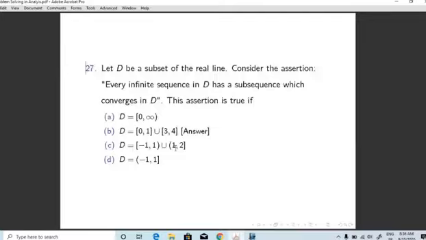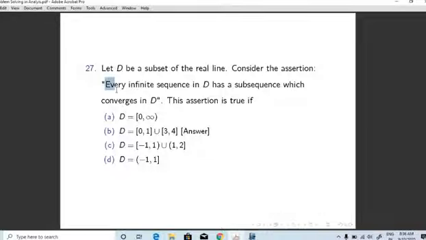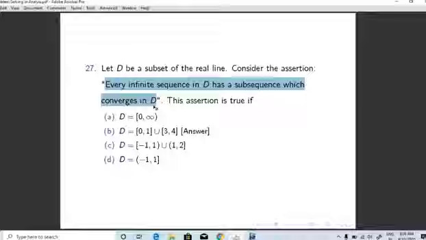Now next problem. Let D be a subset of the real line. Consider the statement: every infinite sequence in D has a subsequence which converges in D. So actually this is nothing but the definition of sequentially compact. What is the definition of sequentially compact? A set is said to be sequentially compact if you take any infinite sequence in the set, it has a convergent subsequence, and then the convergent point should be in the set D. So therefore this is nothing but sequentially compact.